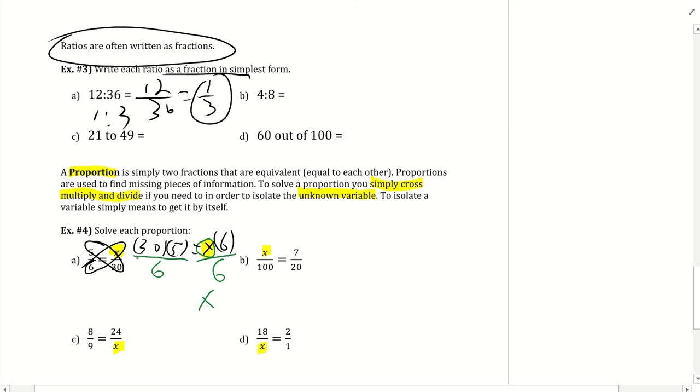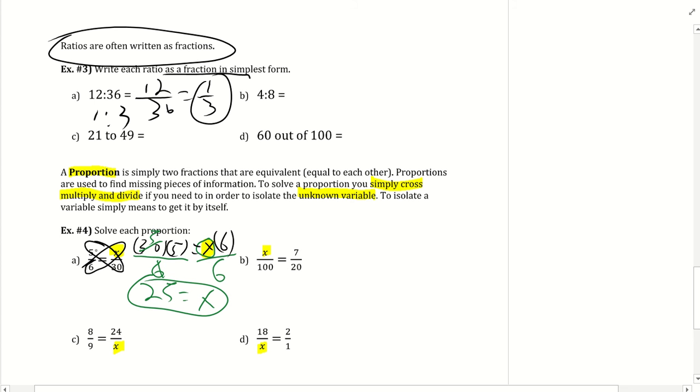When you do that, there's a couple of ways you could do it, but I know that 6 divides into 30 5 times, and 5 times 5 is 25. So you could also go 5 times 30 is 150, and divide that by 6, and you'd also get 25. Whichever way makes sense to you, use that.